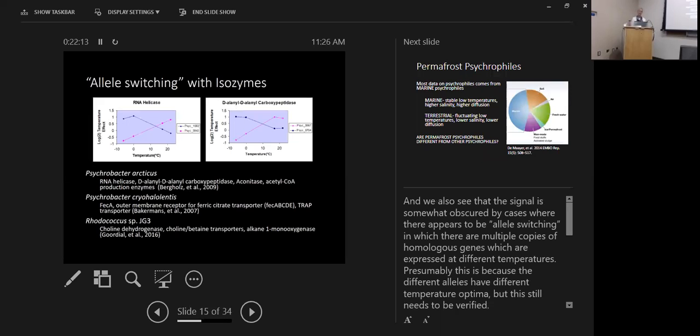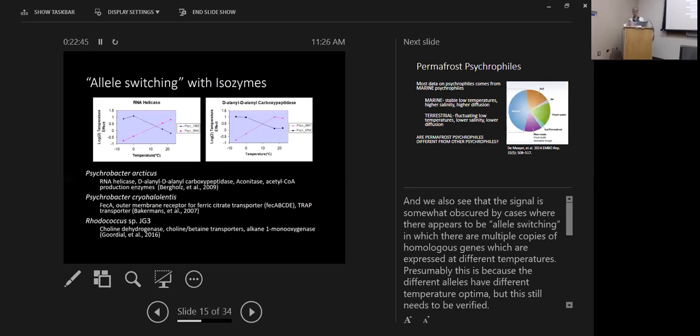But again, it's not always so straightforward to pick out, because any of these changes can lead to cold adaptation, any of those changes that we saw. And sometimes you only need one change in an amino acid to make something cold adapted. So sometimes it is hard to pull out what change in the amino acid composition is leading to a cold adaptation. So this has been seen in Psychrobacter arcticus and Cryohalentis, as well as in this Rhodococcus species, which was isolated from Antarctic permafrost.